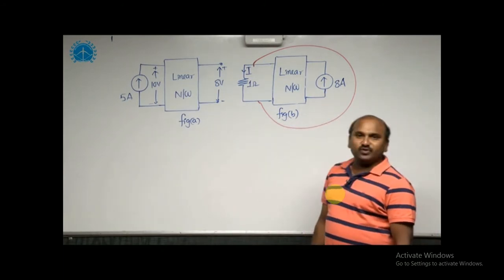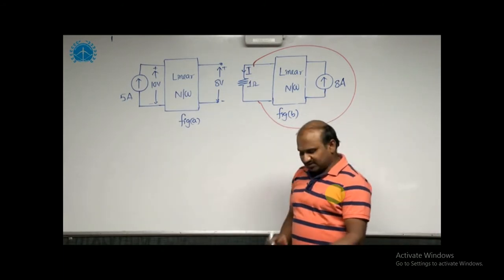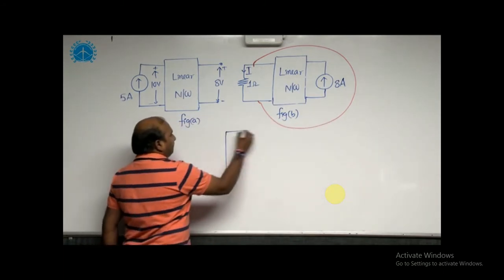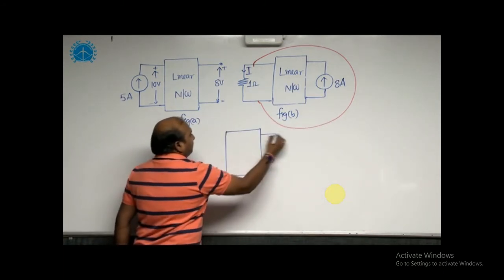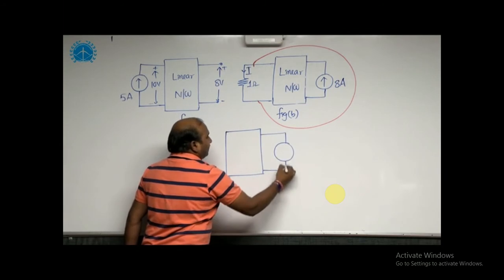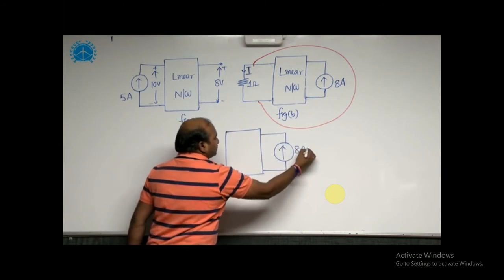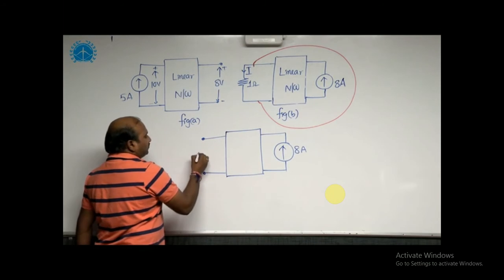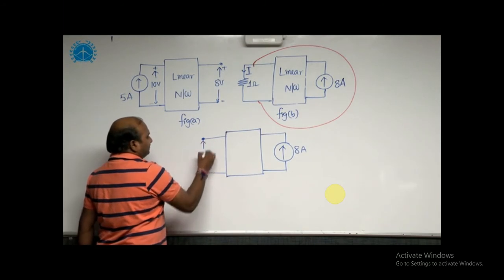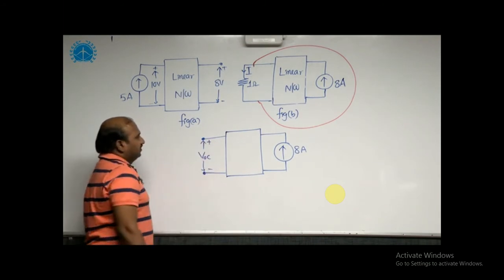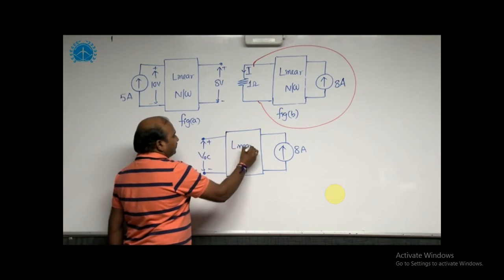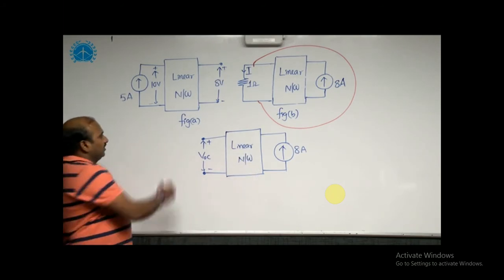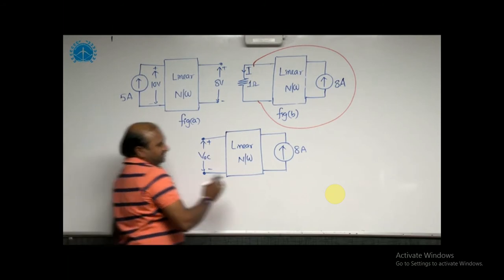But I need it for an 8 ampere source. Then we have to use the homogeneity principle. Then the circuit will be like this. By considering the 8 ampere source excitation, what is the open circuit voltage? This VOC we have to estimate. This is a linear network which is having only passive elements. Then from figure A, I can take it.